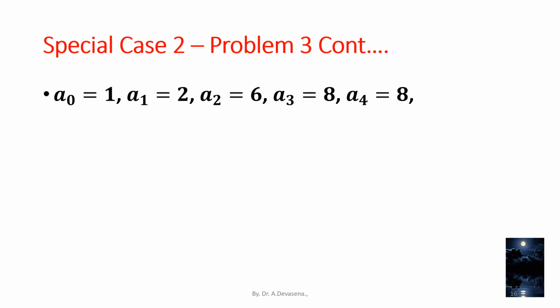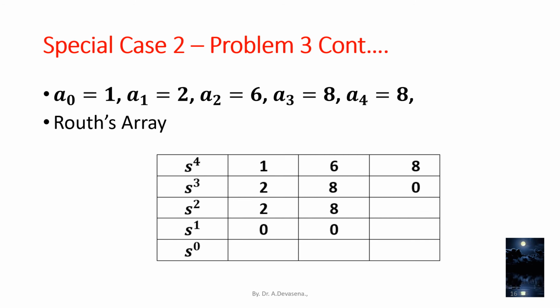Routh's array is constructed with the help of these coefficients A0, A1, A2, A3 and A4. The Routh's array is given below. It is having the highest power of s^4. S^4 row is constructed with the help of A0, A2, A4. It is 1, 6, 8. S^3 row is constructed with the help of A1, A3 and A5. That is 2, 8. S^2 row is calculated with the help of s^4 row and s^3 row. Its value is 2, 8.